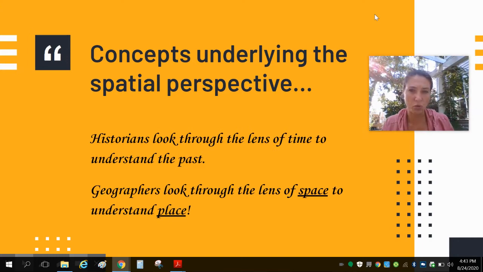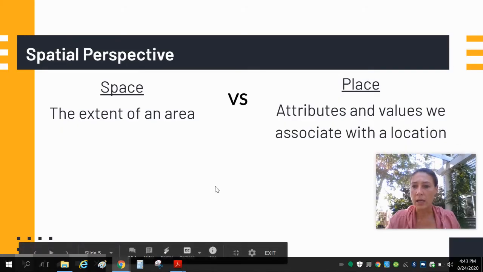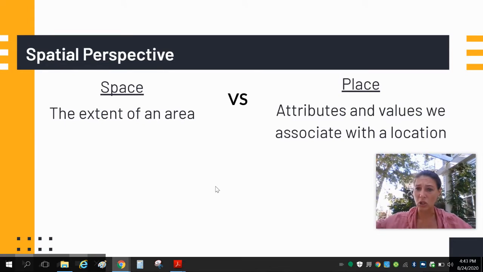Here's where things get a little tricky, because you're going to see over the course of this whole school year that sometimes common words that we use in everyday language don't mean the same thing in geography, and space and place are two really good examples of that. We're going to do a little more work with this during our next synchronous session. In geography, space is just the extent of an area, whatever it is that you're looking at. It can be a small space, it can be a large space, but it doesn't really have any value.